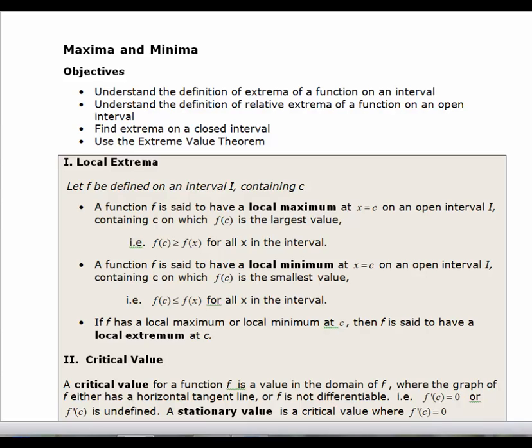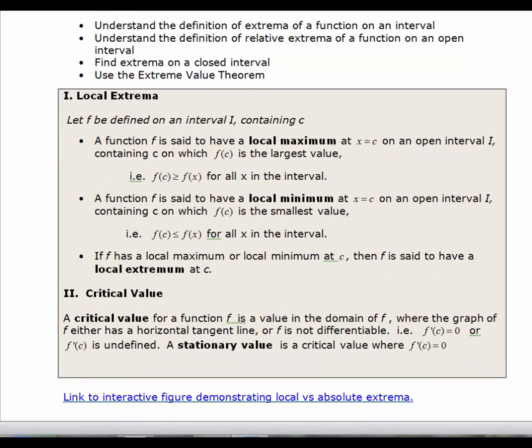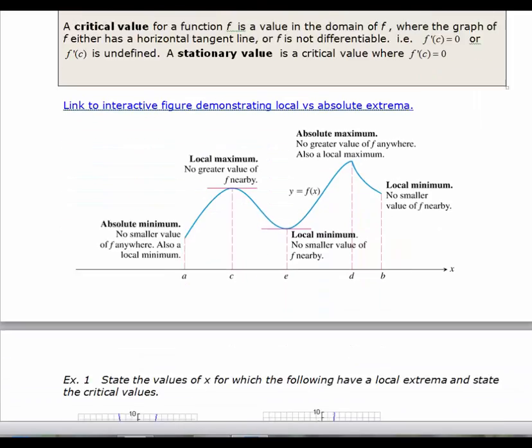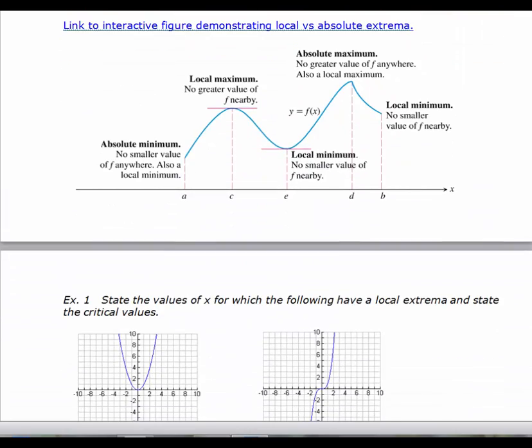In this video, we're going to look at maxima and minima of functions, and another way to describe that is to find the extrema of a function. And we're going to look at it on an open interval, and we'll look at it on a closed interval. There are a few definitions here, but before we go over those definitions, I want to look at the picture. I think the picture will help you understand what we're trying to accomplish here.